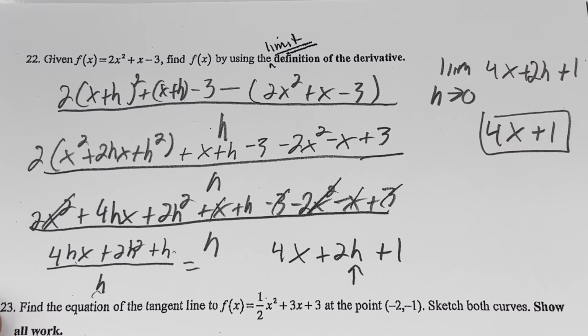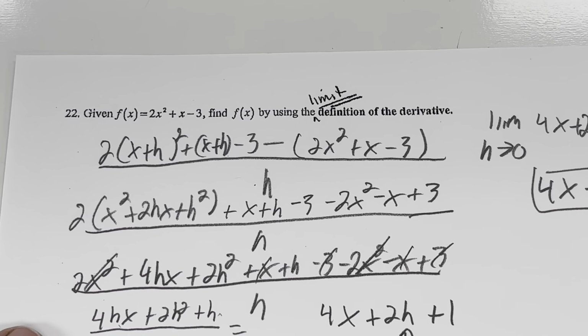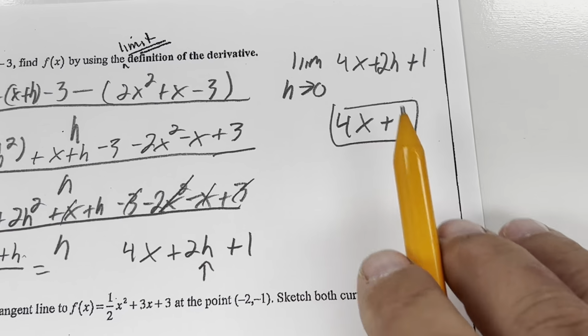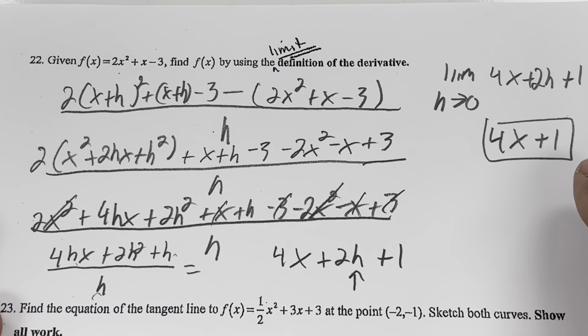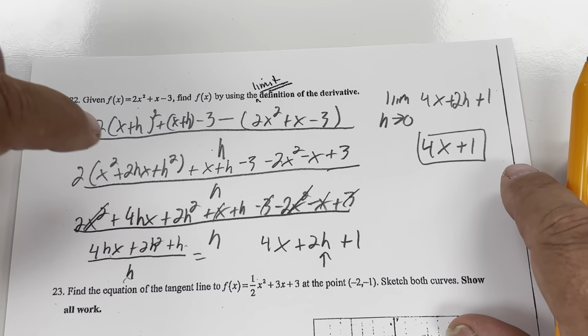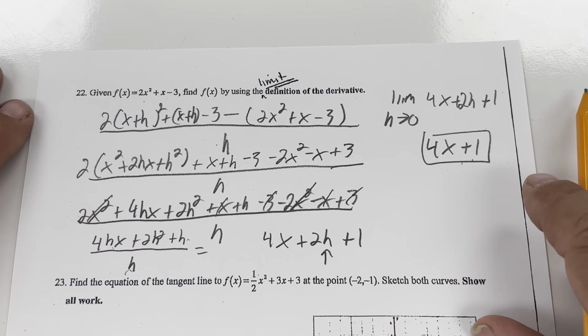Or if we didn't want to follow the limit definition rule, we could have just taken the derivative of this. It would be 4x plus 1. So she said she wanted the whole thing. I don't think if it's a multiple choice, you'll have to do that. You'll just have to find the derivative.